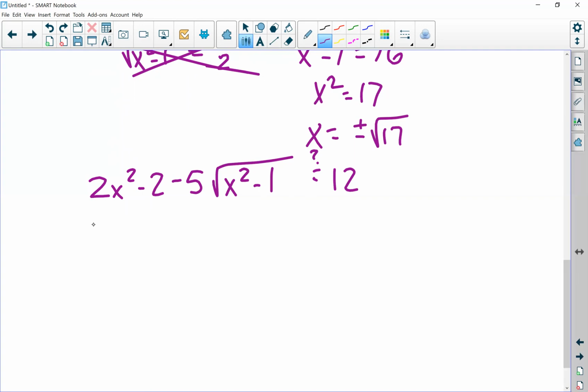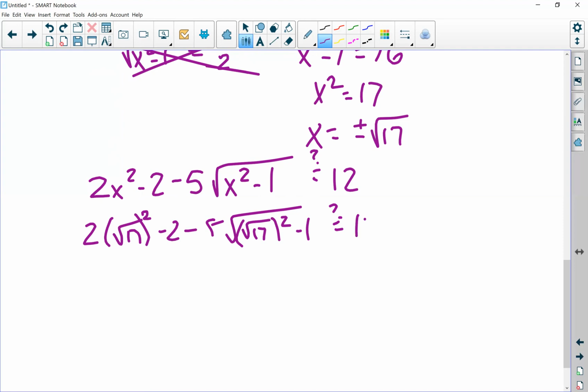So if I plug in the square root of 17, the square root of 17 squared is just 17. So I get 2 times 17, which is 34, minus 2, minus 5 times the square root of 17 squared, which is 17, minus 1 is 16.